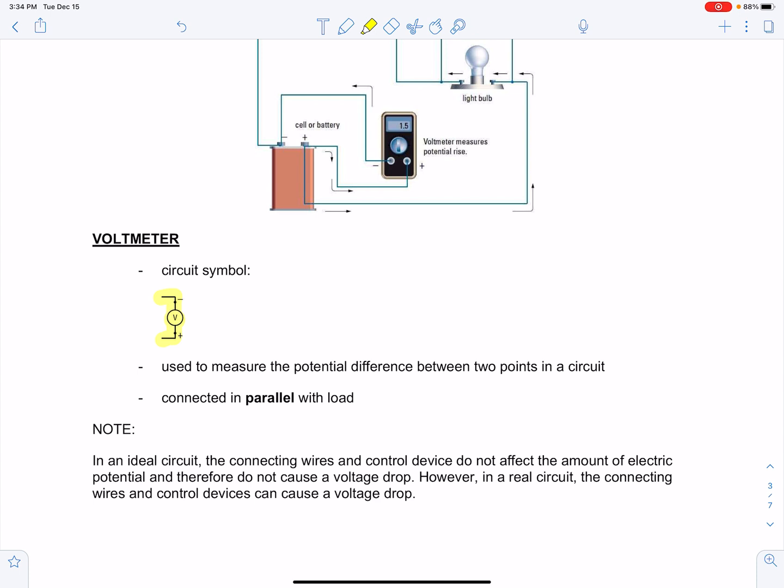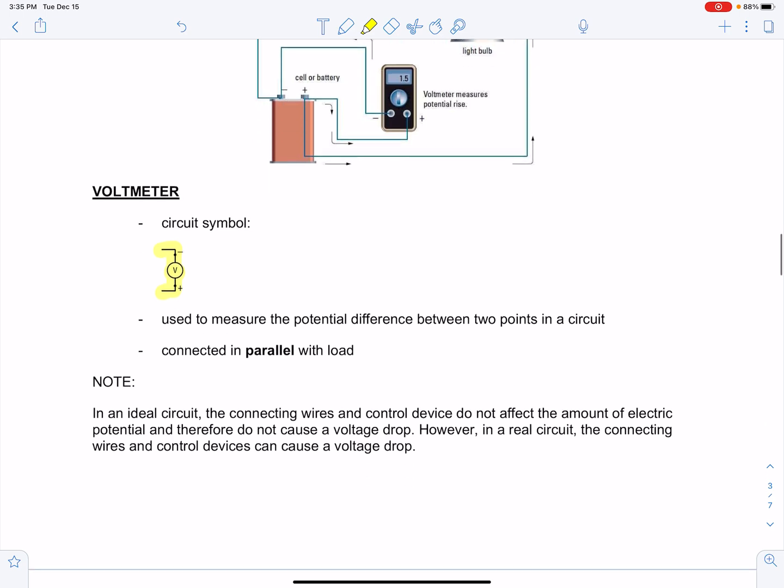Note, in an ideal circuit, the connecting wires and control device do not affect the amount of electric potential and therefore do not cause a voltage drop. However, in a real circuit, the connecting wires and control device do cause a voltage drop.